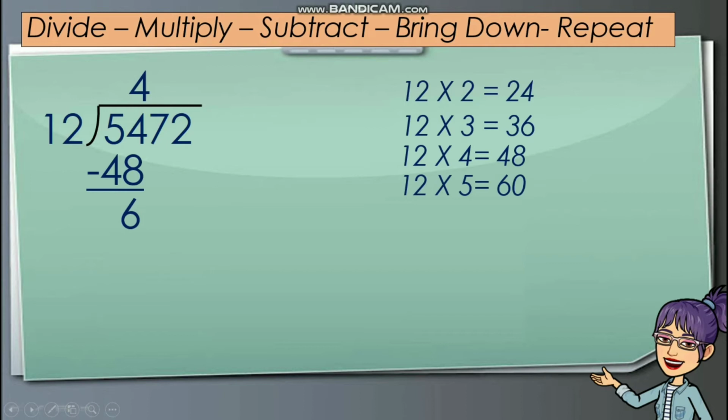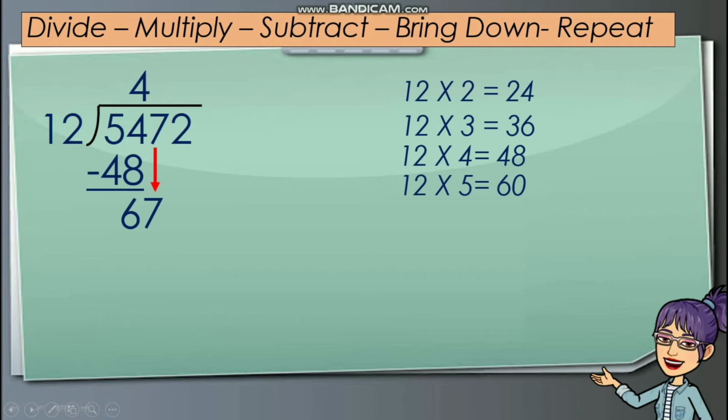After subtract, we will bring down. So, bring down the next digit. We can bring down 1 digit at a time. So bring down 7, and we have a new number which is 67. So, we will repeat the process. Go back to divide. Divide 67 by 12.